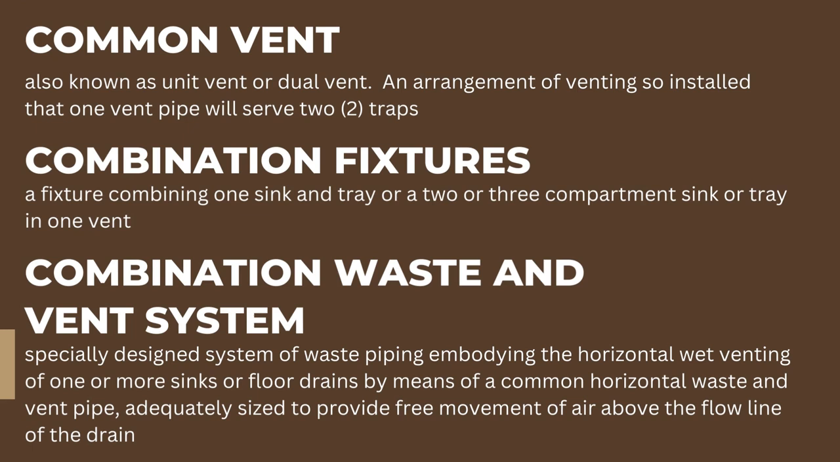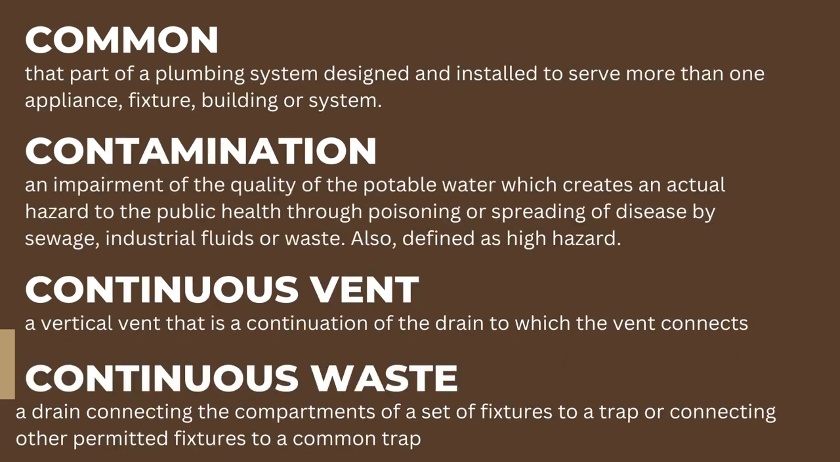Combination waste and vent system: specially designed system of waste piping embodying the horizontal wet venting of one or more sinks or floor drains by means of a common horizontal waste and vent pipe, adequately sized to provide free movement of air above the flow line of the drain. Common: that part of a plumbing system designed and installed to serve more than one appliance, fixture, building, or system.